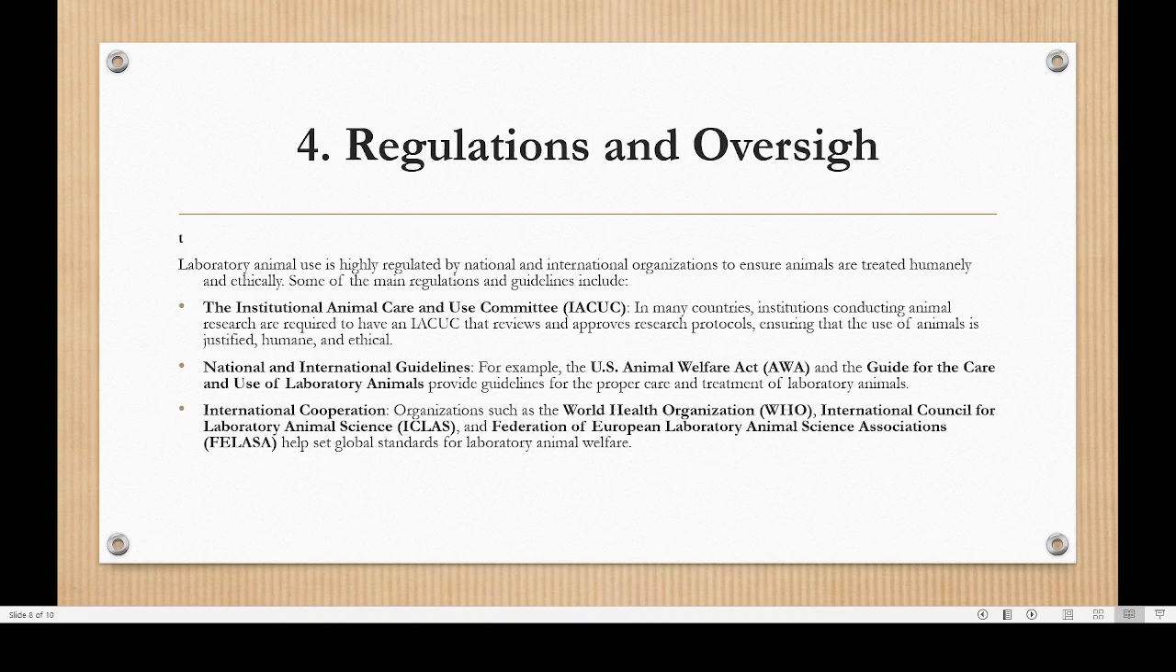Then international cooperation, like the World Health Organization, the International Council of Laboratory Animal Science, that is an important body. Then the Federation of European Laboratory Animal Science Associations. These are all global associations which ensure that animals are given proper care. So at the national and international level, there are a lot of organizations like WHO, the International Council for Laboratory Animal Science, and the Federation of European Laboratory Animal Science Associations. They meet and periodically review what changes have to be introduced in the animal welfare laws which we have to follow.